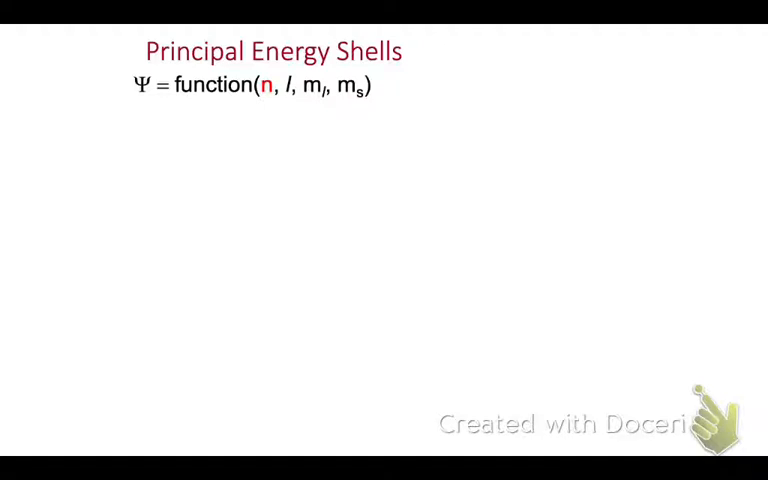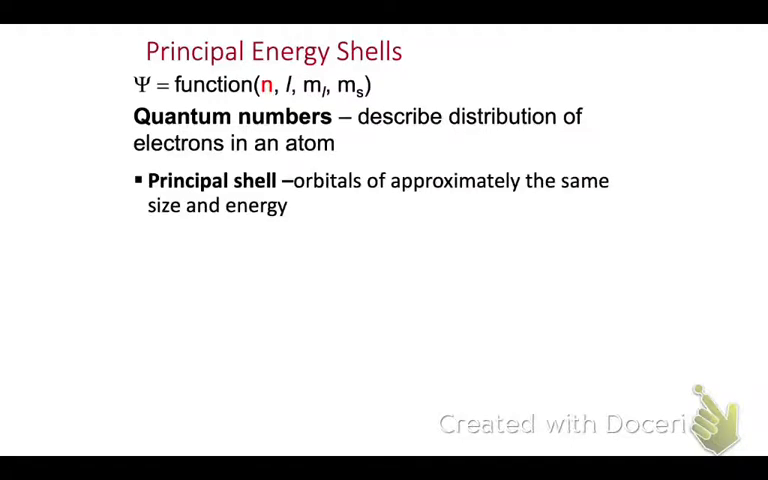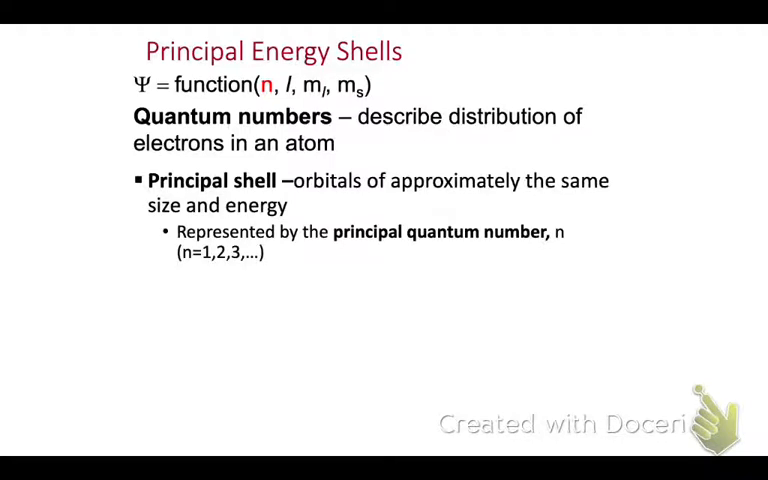The first one we are going to cover is the principal quantum number n. The 4 quantum numbers describe the distribution of electrons in an atom. The principal shell consists of orbitals of approximately the same size and energy. So if 2 electrons share the same n, it means these 2 electrons have similar size and energy when it comes to the orbitals they occupy. The values of n start with 1, 2, 3, and so on. Again, n is called the principal quantum number.